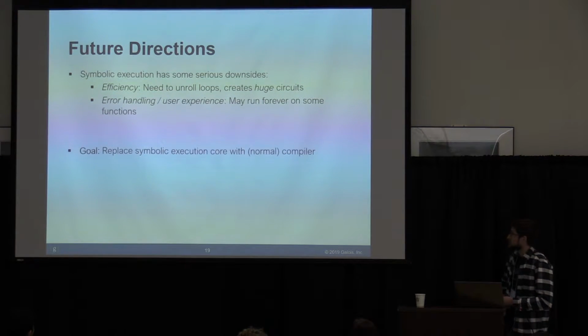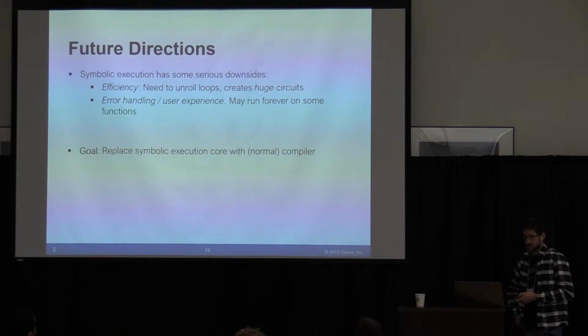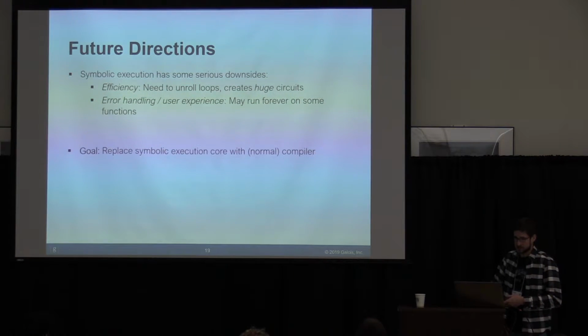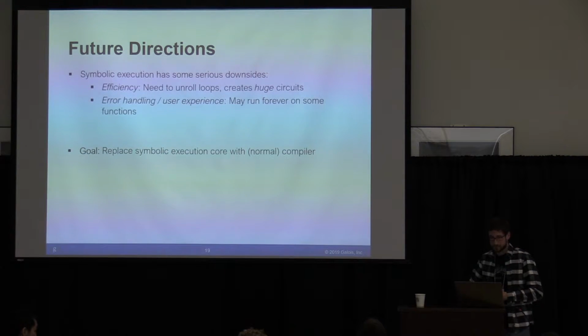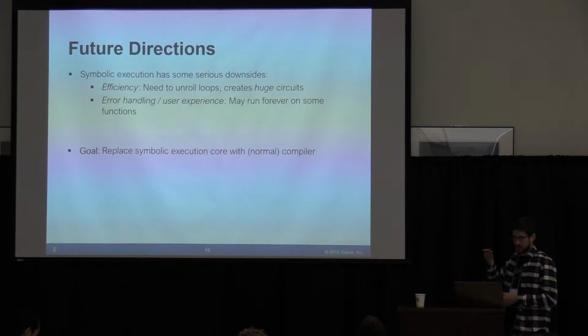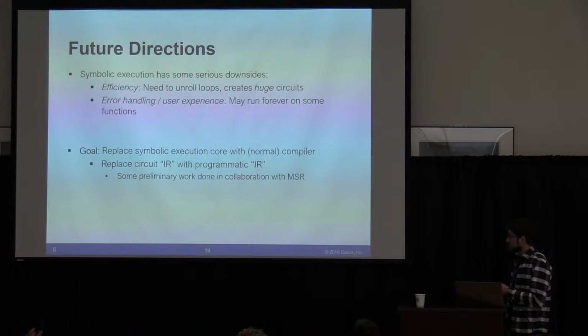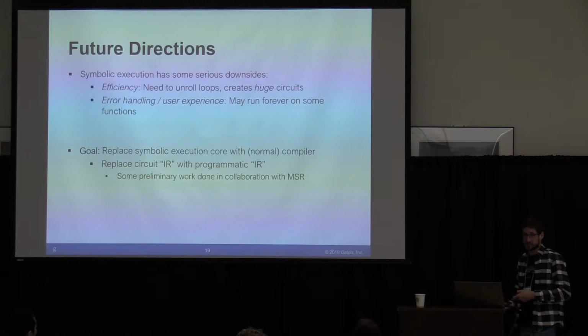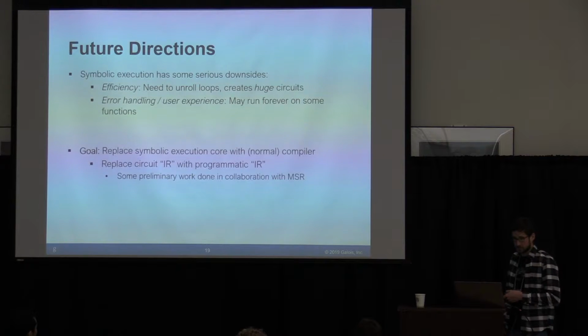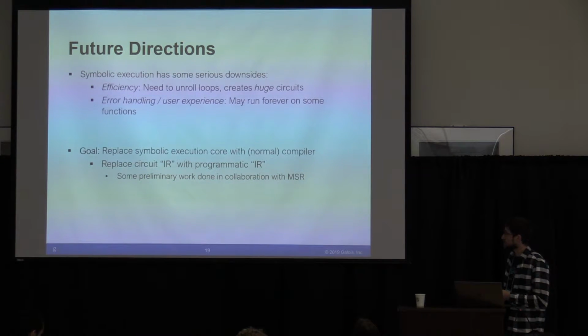So in the future, we'd like to move more towards what you can call a normal compiler with maybe symbolic execution on the side to help. You can think of only doing symbolic execution on the body of loops rather than the loop itself. We've been doing some initial work in this space with some people at MSR, trying to design an intermediate representation for homomorphic encryption that's more like an assembly language rather than a circuit, but that's still work in progress.